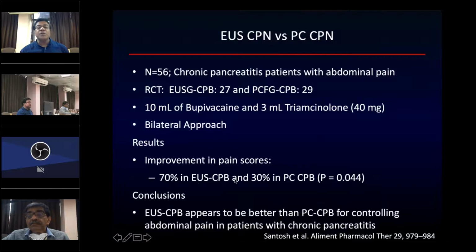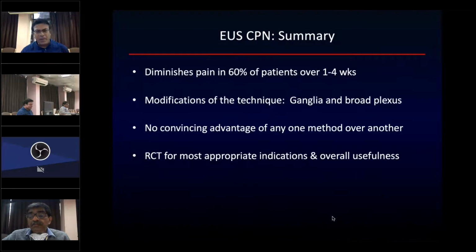70% pain reduction in the EUS-guided celiac plexus group and 30% in the percutaneous celiac plexus group. So what was concluded in the study is that EUS-guided celiac plexus block appears to be better than percutaneous for controlling abdominal pain in patients with chronic pancreatitis. To summarize about EUS-guided CPN, it diminishes pain in 60% of the patients over 1 to 4 weeks.